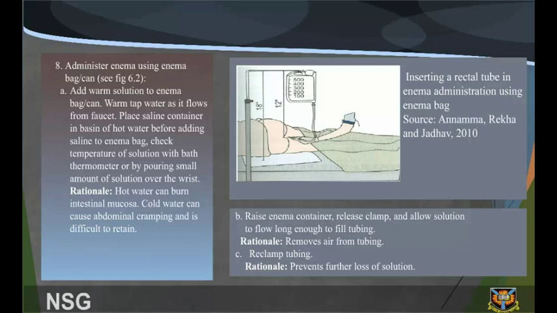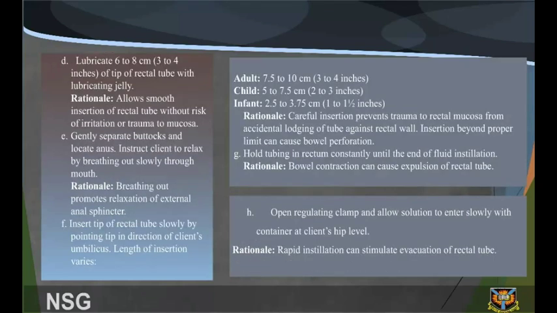Inserting a rectal tube in enema administration using enema bag. Raise enema container, release clamp and allow solution to flow long enough to fill tubing. Removes air from tubing. Reclamp tubing. Rationale: prevents further loss of solution. Lubricate 6 to 8 cm of tip of rectal tube with lubricating jelly. Allows smooth insertion of rectal tube without the risk of irritation or trauma to mucosa. Gently separate buttocks and locate anus. Instruct clients to relax by breathing out slowly through mouth. Breathing out promotes relaxation of external anal sphincter.